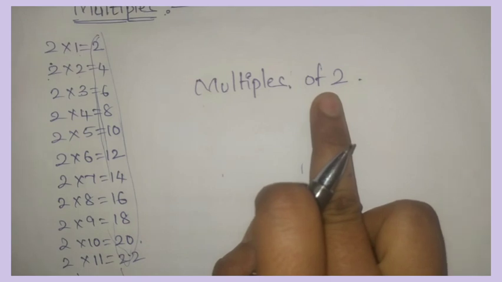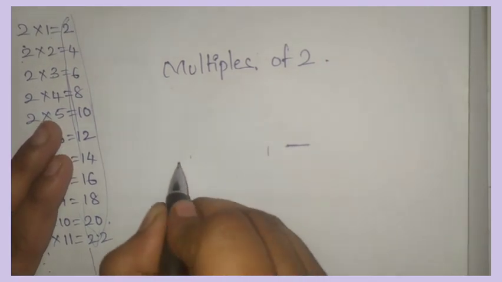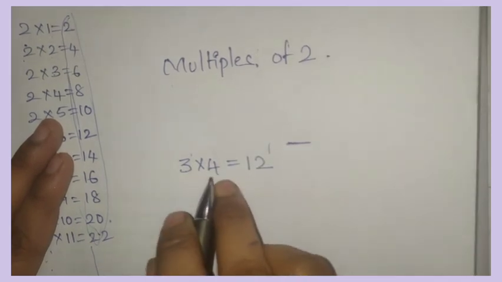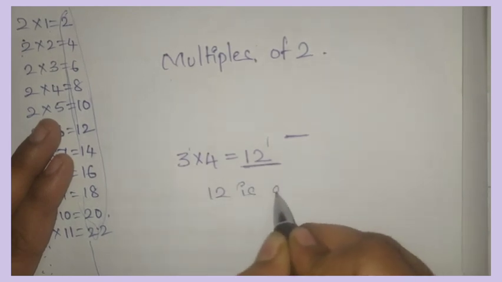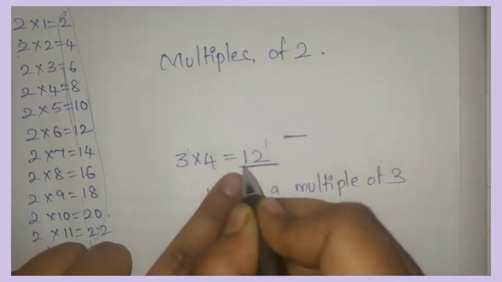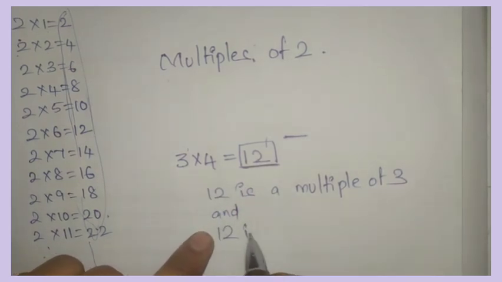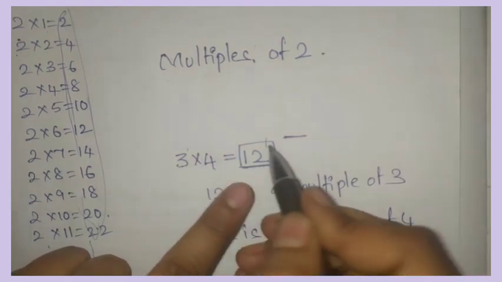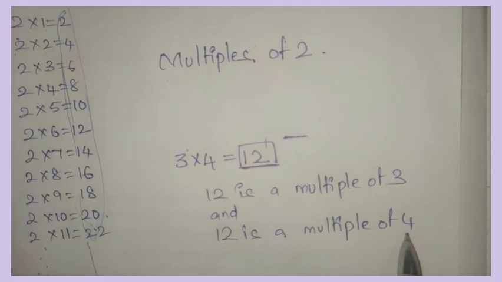Let us understand what is a multiple of a number once again. Consider, for example, 3 into 4. 3 fours are 12. Here this 12 is a multiple of 3, which means we will get 12 in the 3 table also. And 12 is a multiple of 4 also. Why? Because 4 threes are 12. We will get 12 in the 4 table also. So 12 is a multiple of 3 and 12 is a multiple of 4.